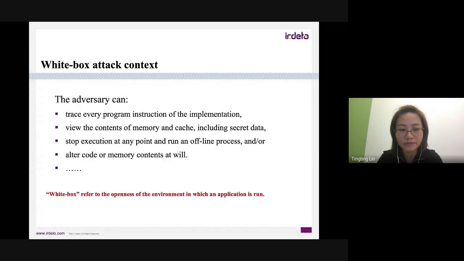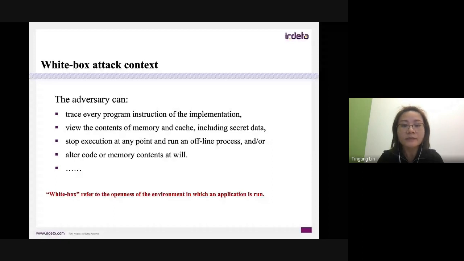So we conclude the white box attack context: the adversary can trace every program instruction of the implementation, can view the content of memory and cache, including secret data, stop execution at any point, run an offline process, and alter code or memory content. All the internal implementation of the crypto system will be observed and fully controlled by the attacker. So that's why we call it white box attack.